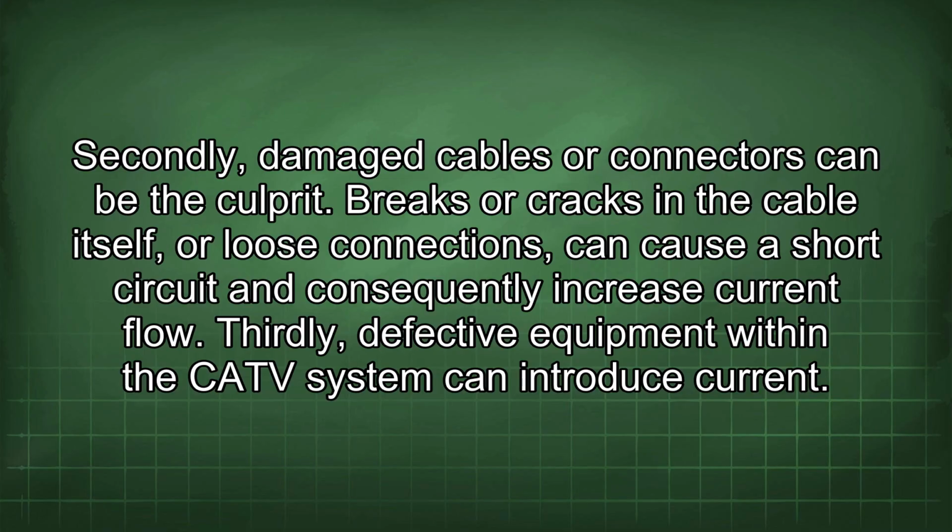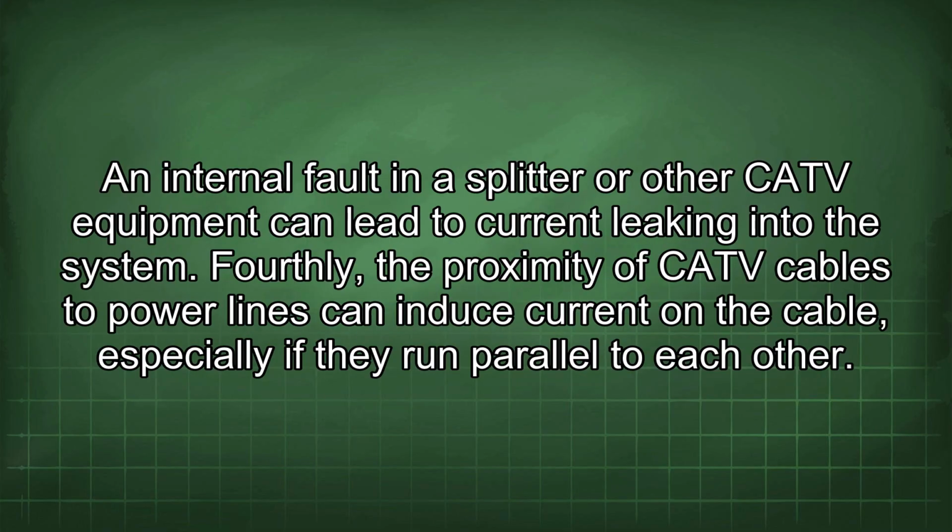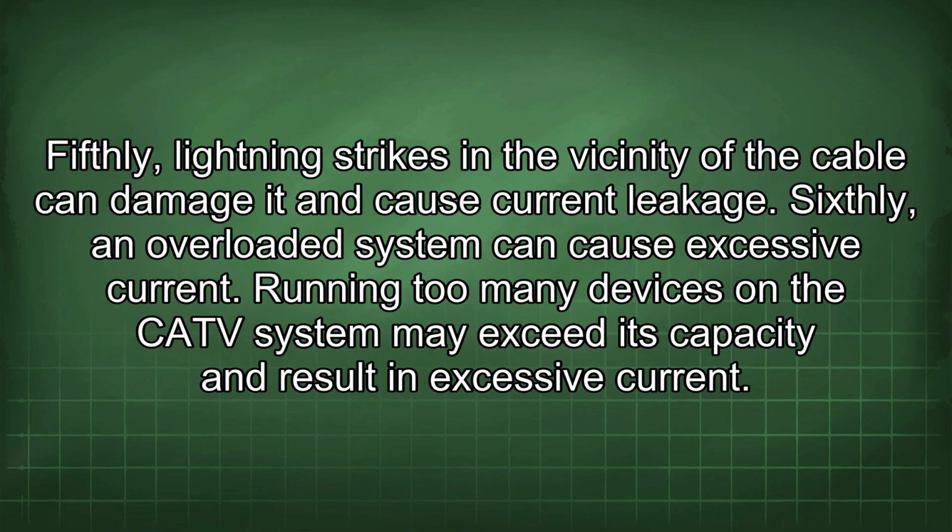Thirdly, defective equipment within the CATV system can introduce current. An internal fault in a splitter or other CATV equipment can lead to current leaking into the system. Fourthly, the proximity of CATV cables to power lines can induce current on the cable, especially if they run parallel to each other. Fifthly, lightning strikes in the vicinity of the cable can damage it and cause current leakage.